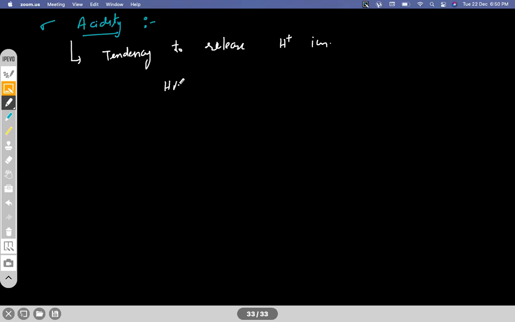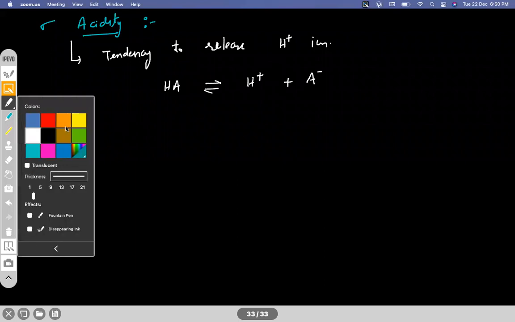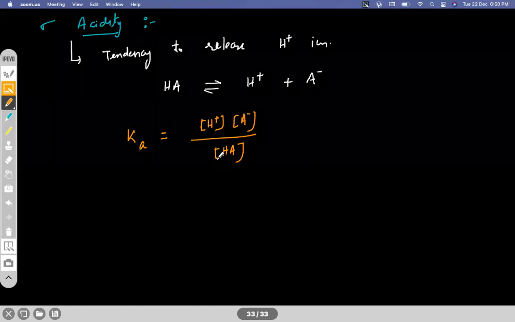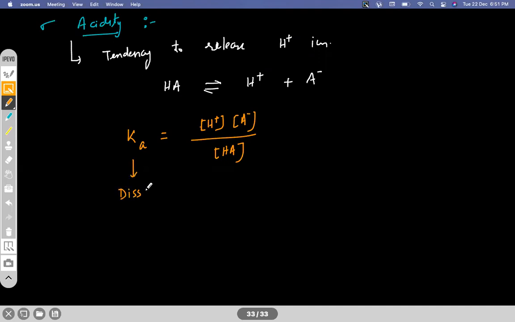Suppose we have a compound, we have an acid HA, and when this releases H plus, we get A minus over here and H plus, right? So if you talk about the value of Ka, the equilibrium constant for this reaction, A stands for acid. Equilibrium constant for this reaction for an acid is concentration of H plus times concentration of A minus divided by HA. This is the relation we have. Okay. Ka is what? Ka is the dissociation constant for acid, or we also call it the ionization constant for acid.